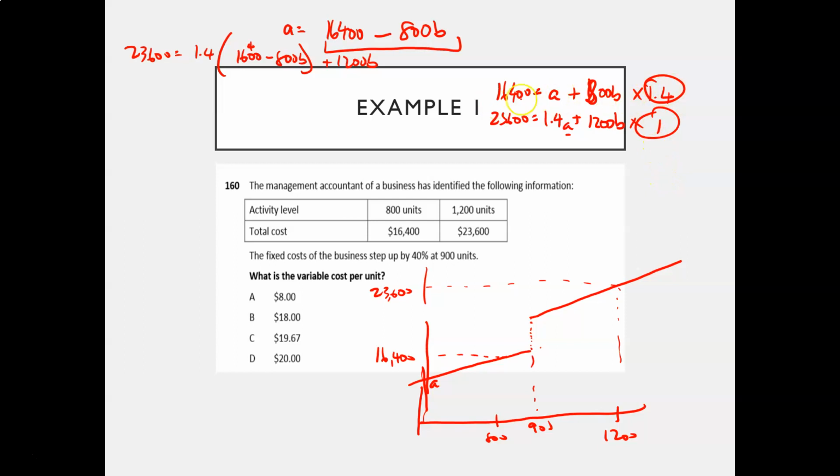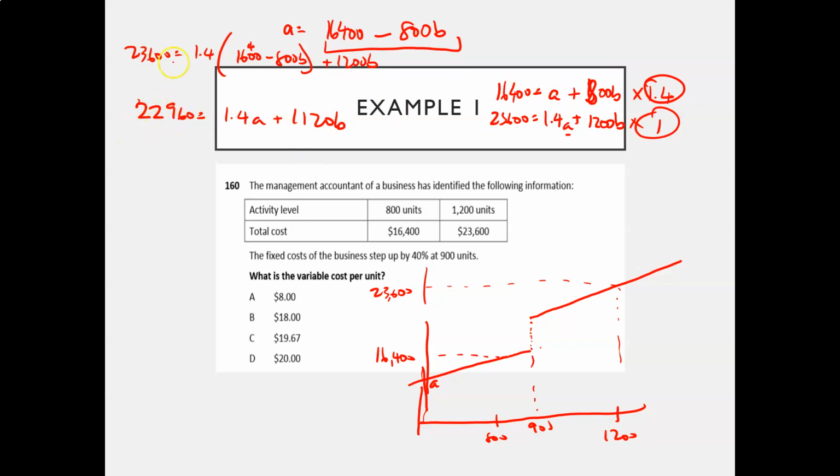If I multiply all of this by 1.4, what I have is 16,400 times 1.4, which is 22,960, is equal to 1.4A plus, of course, 800 times 1.4, which is 1,120B. That's what I've done if I multiply the whole thing by 1.4.